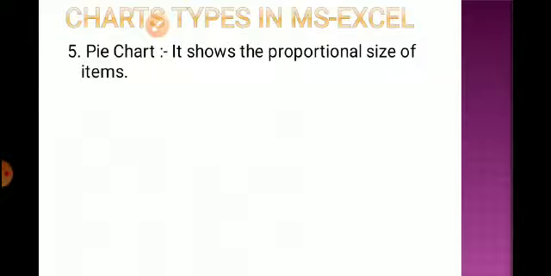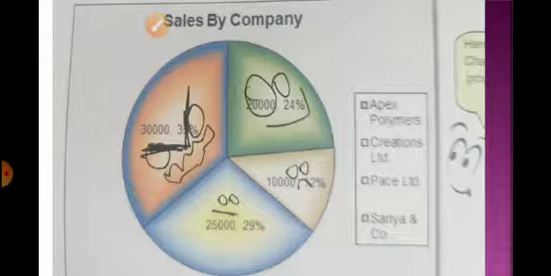The next chart is pie chart. Pie chart shows a proportional size of items that make up a data series to the sum of the items. It always shows only one data series and is useful when you want to emphasize a significant element. So this is pie chart. This pie chart also has some variation.